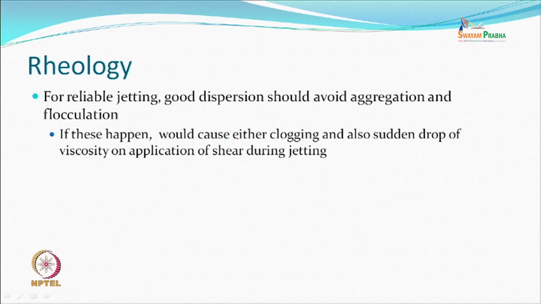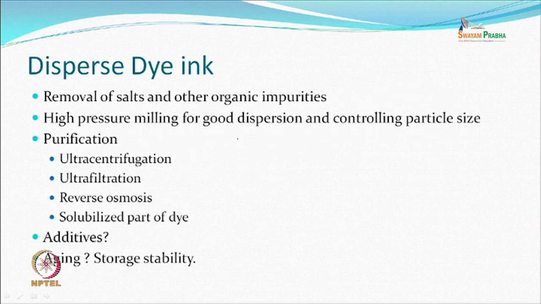If these things happen, then obviously clogging will happen, and a sudden drop of viscosity may be seen, particularly in the shear condition. So dispersed dye ink is more pure compared to the one used for dyeing or printing. Anything like salt and organic impurities must be removed. In normal dyeing, you actually add them before selling. You may be adding certain things, but here it should be as pure as possible.